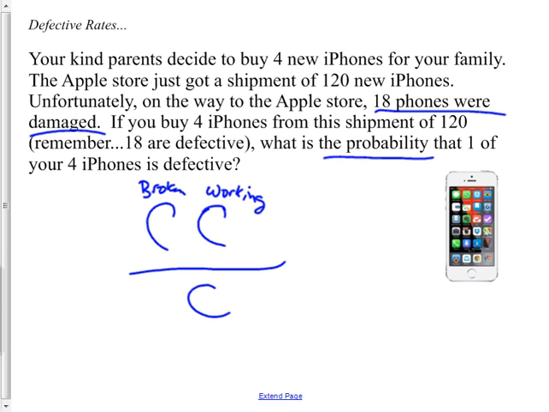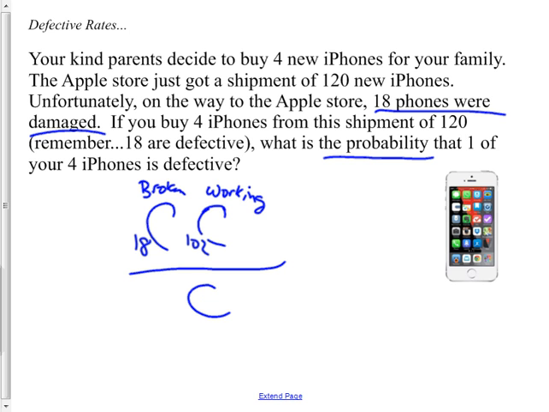All right. And guess what people do? No, not 120 broken ones, because it says right there, 18 were damaged. So they go 18 brokens and 120 working. You get how that's messed up? Okay. If it's 18 broken, then how many were working? 102. Very good. So watch out for that.